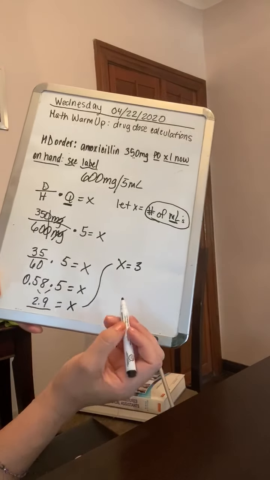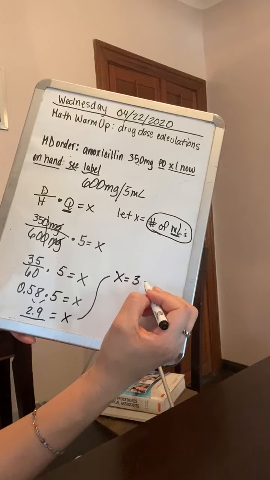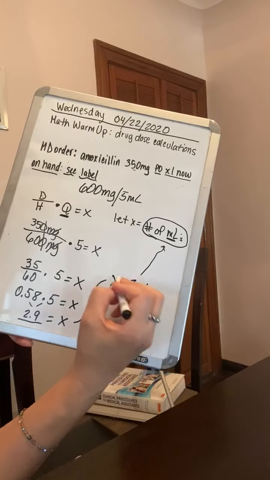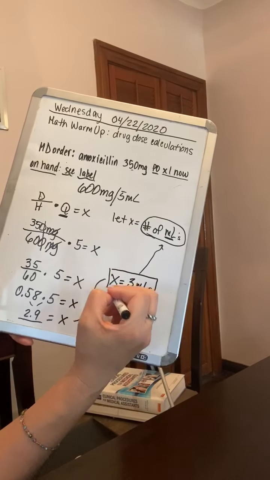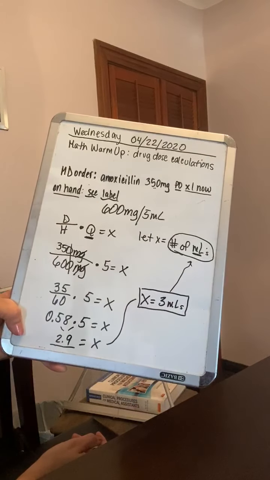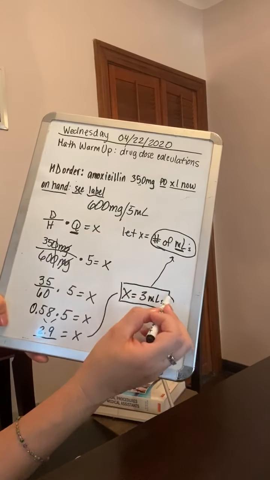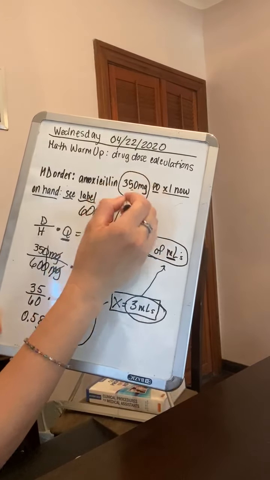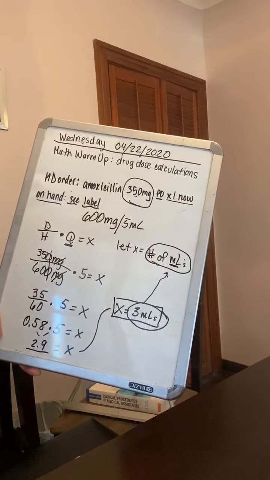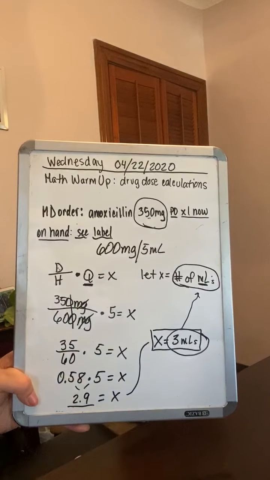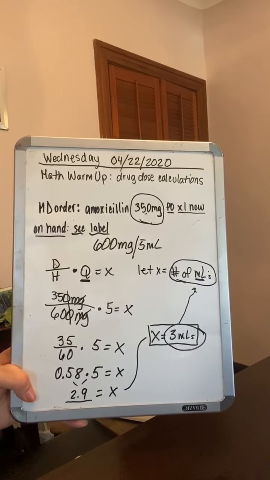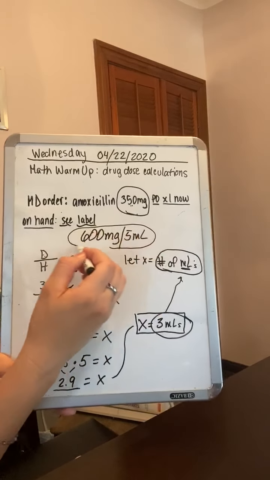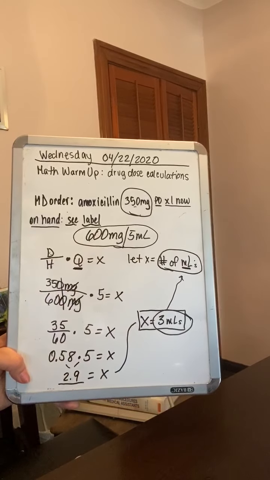I'm going to carry it over, increase it by that. Make it 3. 3 what? 3 mLs. And I'm going to box it. This is my final answer. And that's what I'm going to pour out, because when I pour out 3 mLs, I'm going to give my patient 350 milligrams. If I poured out 5 mLs, I would be giving 600 milligrams. Right here. Okay?